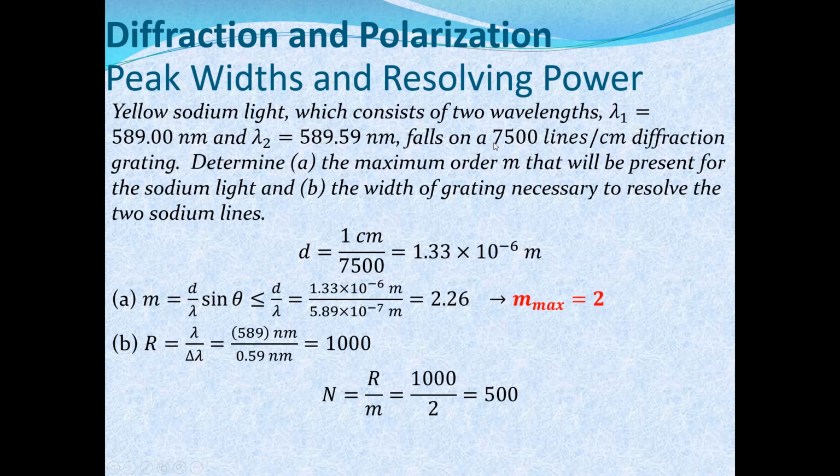Since we know that we're using a diffraction grating that's 7,500 lines per centimeter, we can use unit analysis to take the 500 and divide it by 7,500 to get that the width of the grating needs to be at least 0.0667 centimeters. So again, you notice that we do have to do a little bit more when we're talking about these diffraction patterns, mainly dealing with the diffraction grating lines per centimeter in order to find the distance between the slits, as well as introducing this concept of resolving power.